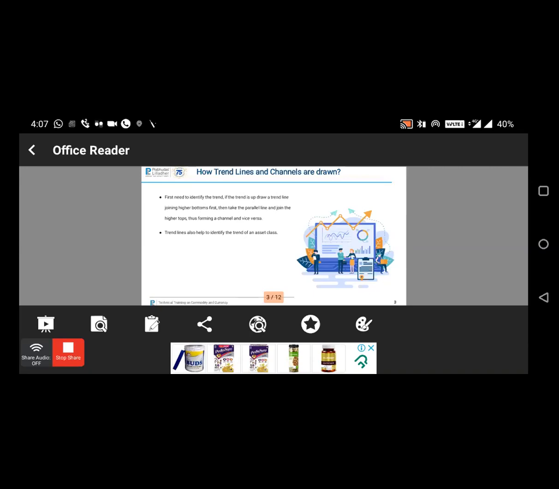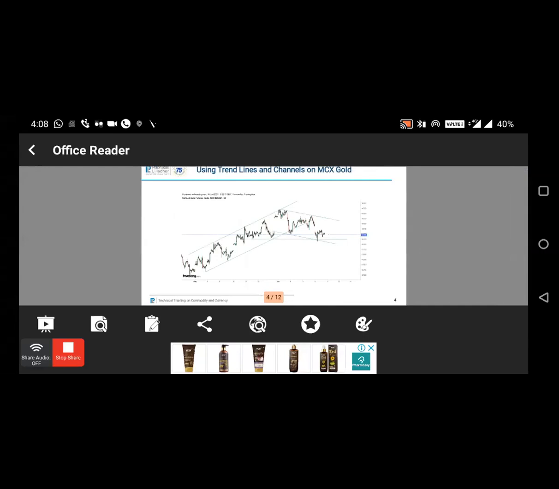This is the concept of trend line and channel. And this is very much required for every trader and analyst to understand. This is the basing of technical analysis. So here I have shown a chart of gold.